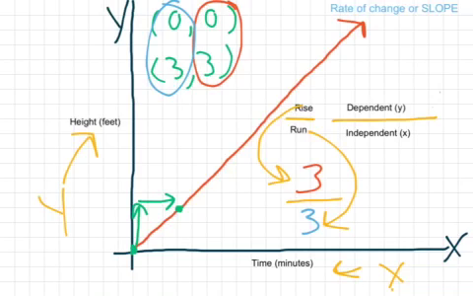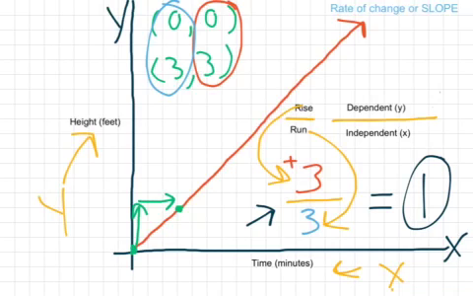Now it's positive because this graph goes up. He goes up 3 feet. It's a positive 3 feet. And then remember, what this line means is division. So 3 divided by 3 is 1. Our rate of change is 1. Our slope is 1. It's the same thing.